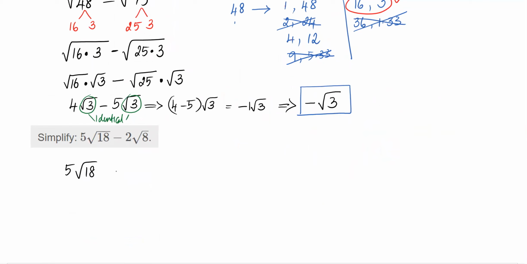5 square root of 18 minus 2 square root of 8. Okay, again, on rough analysis, these two do not look identical. But then let's see if there is room to simplify. Again, test all those things.